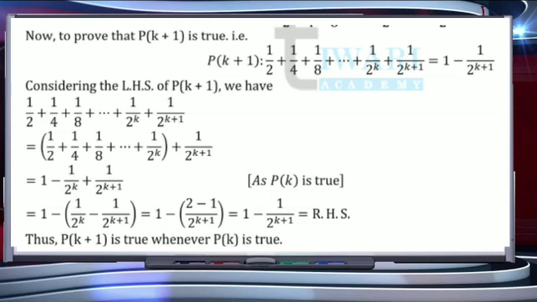Next we are simplifying these two. We will just simplify 1 upon 2 raised to power k and 1 upon 2 raised to power k plus 1. On simplifying, we are getting the value as 1 minus 1 upon 2 raised to power k plus 1, which is equivalent to our RHS. Hence our P of k plus 1 is true whenever P of k is true. So by PMI, our P of n is true for all the natural numbers n.